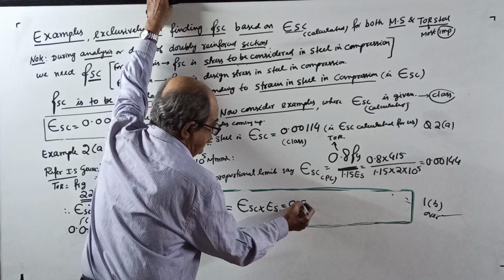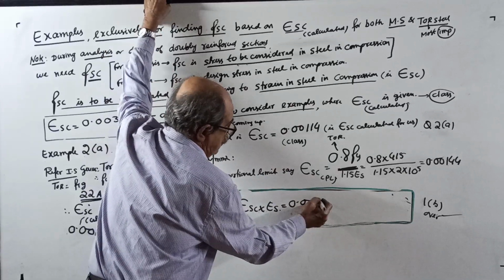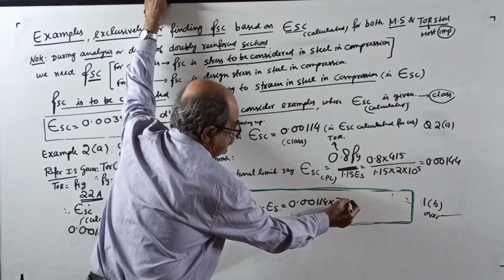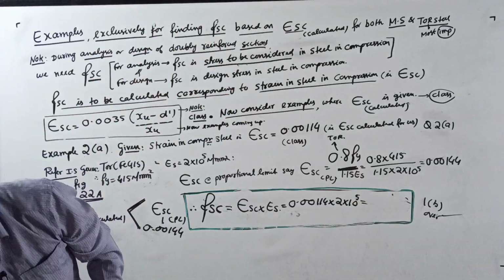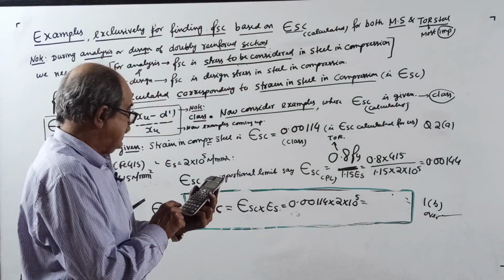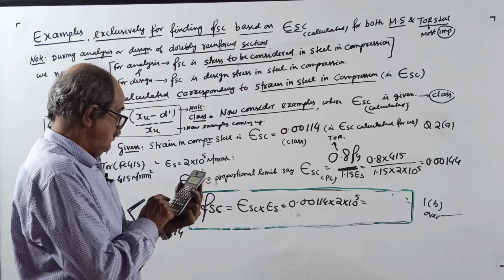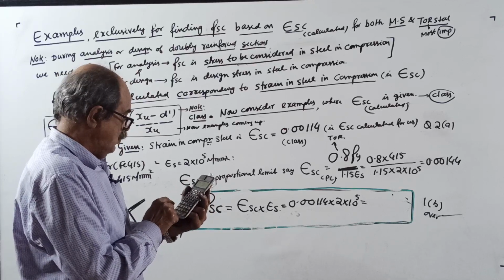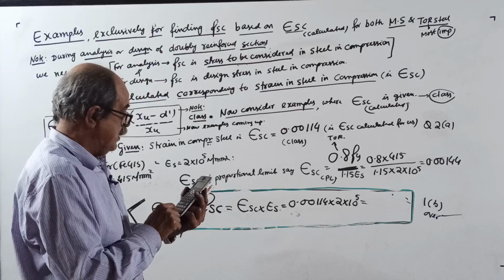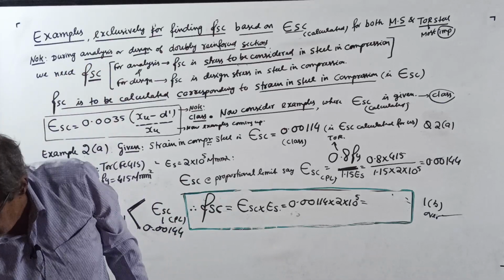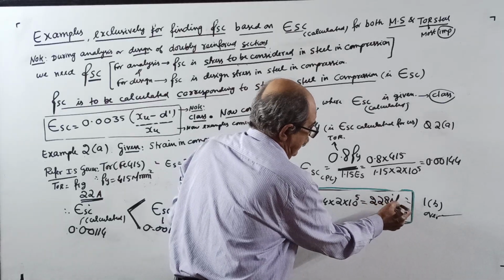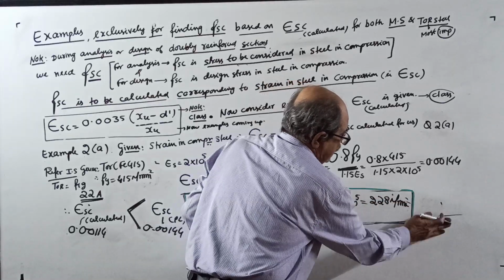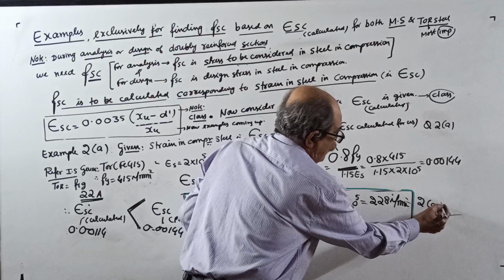FSC equal to 0.00114 into 2 10 to the power 5. If this much clearly told, if not clear I cannot comment on that. 0.00114 into 2 10 to the power 5 is 228 Newton per mm square. Question 2A over.